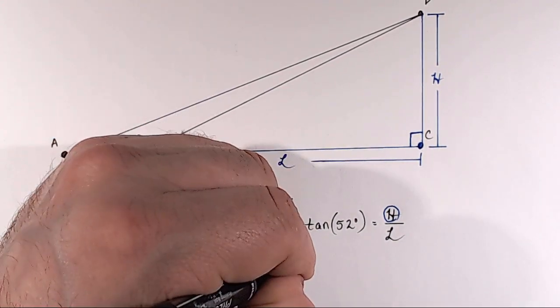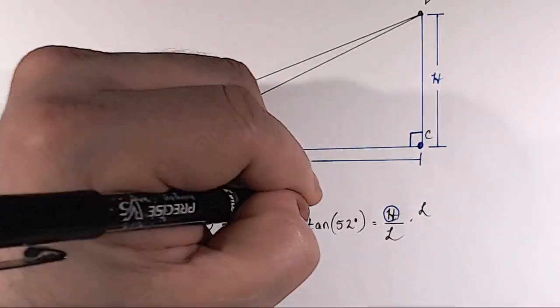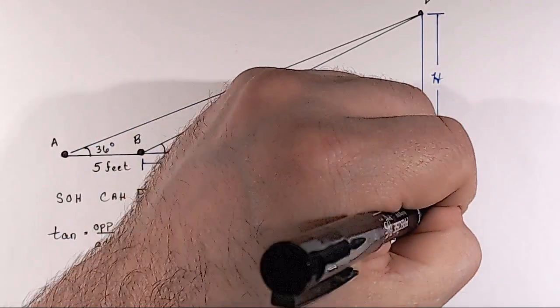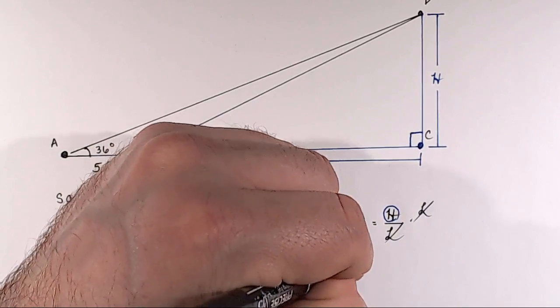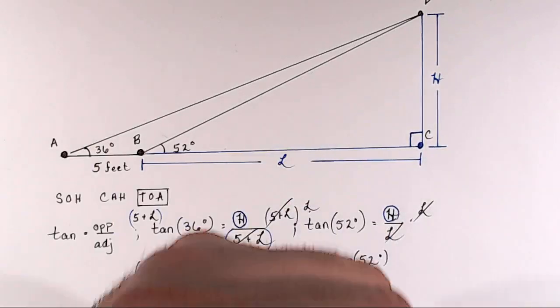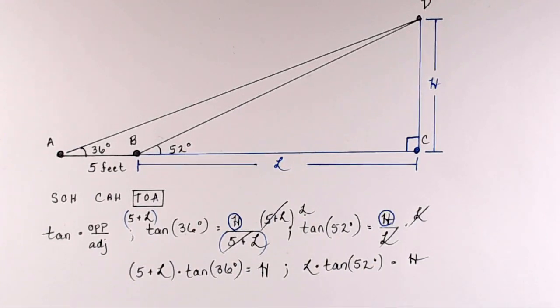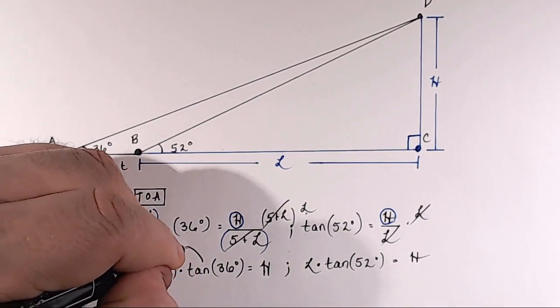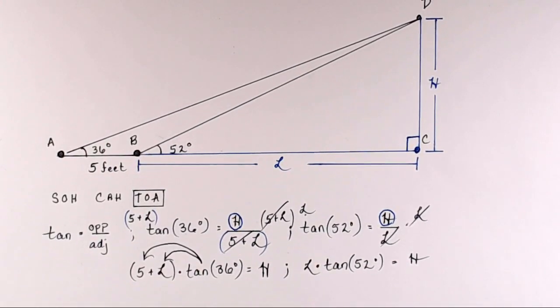Good. So now we'll do the same thing over here. I'm going to multiply both sides by L this time. The L's cancel out on the right, and I'm left with L times tan of 52 degrees equals h. Okay, so now we need to set these equal to each other. But before we do that, I need to distribute this tan of 36 inside the parentheses, and then I'll set them equal to each other.